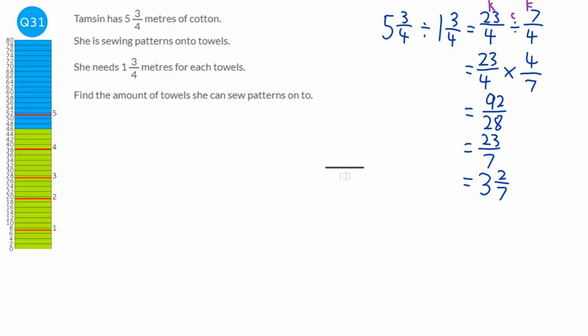Now it asks us for the amount of towels that she can sew patterns into. Now the issue here is that she will do 3 whole towels, but then have some left over, but she doesn't have enough to create a 4th towel, so it's just going to be 3 as an answer.